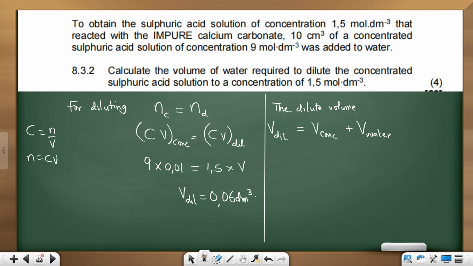You take 2 teaspoons of Oros and pour it in the cup and you add water. What do you have in that cup? It's the concentrated and the water, which makes the whole dilute system. So 0,01 plus volume of what? Water. What is the volume of water that was added? 0,05 dm cube. Let me know if it makes sense.